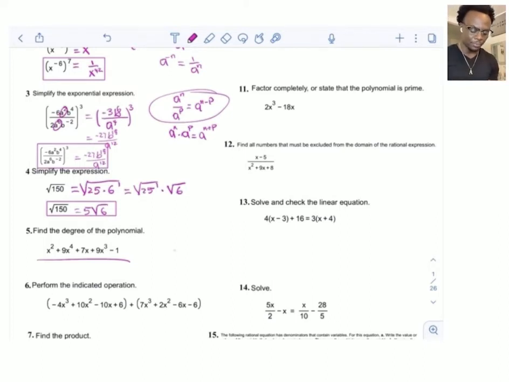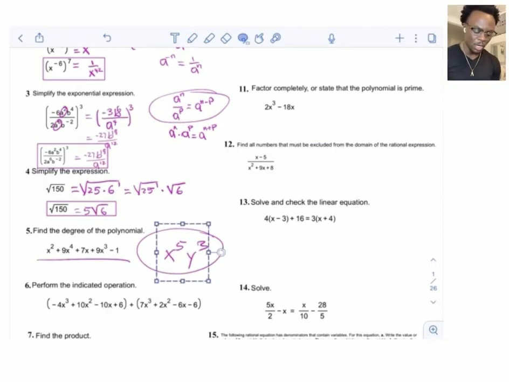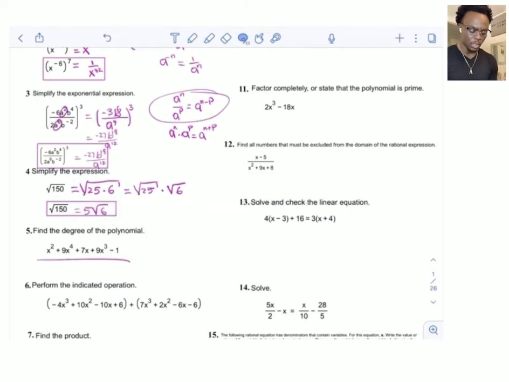If I have x to the 5th, y to the 3rd, so we have two variables, the degree of this term is going to be the sum of the exponents. It doesn't matter which variable, you need to add the exponents of all variables, and that's going to be the degree. But if the expression includes only one variable, the degree of the expression will be the exponent of the variable in the leading term, and the leading term is the term with the highest exponent.